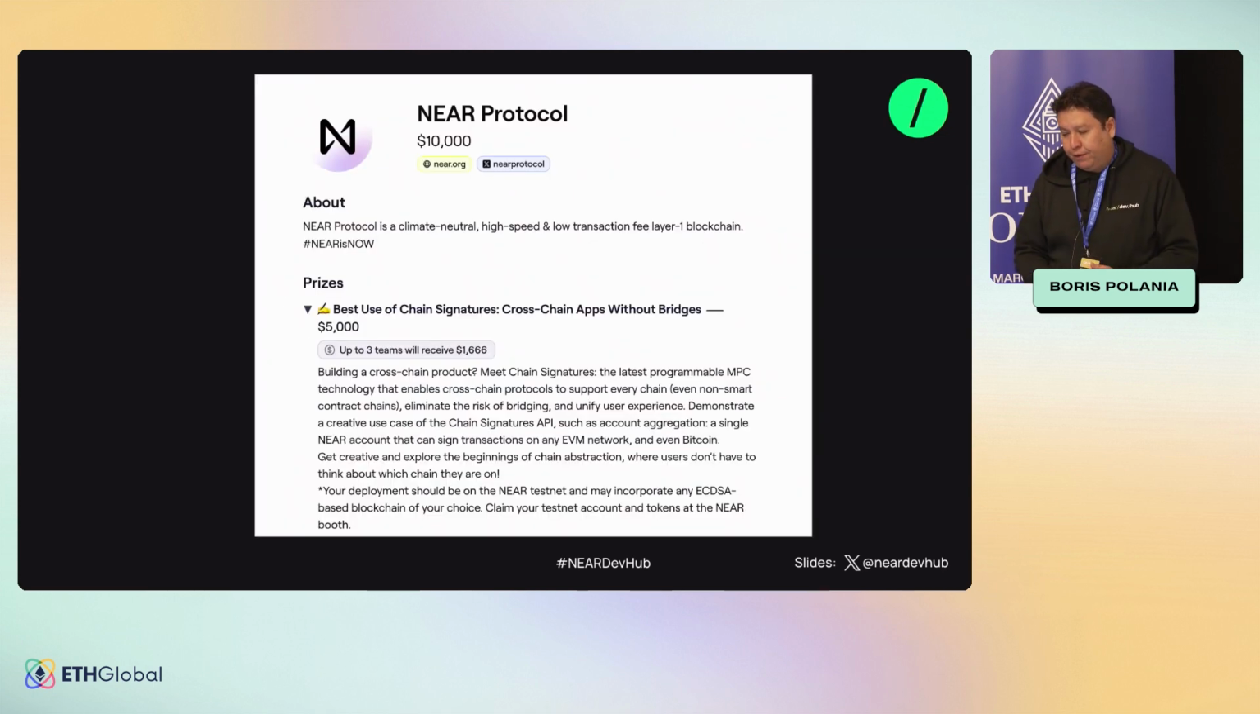And then we have the chain abstraction, the chain signatures. If you use any of the components that we're about to show, like the fast out, or the multi-chain, or the relayers, you should be eligible for this specific bounty.